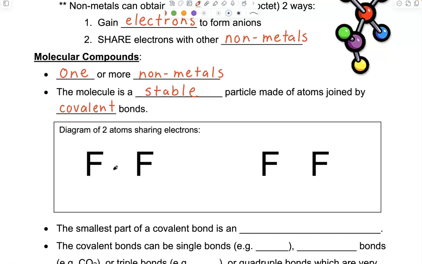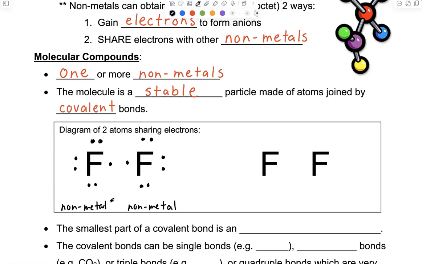So what does that look like? Let's say you have a non-metal such as fluorine, and another non-metal. So we're going to draw the valence electrons for fluorine. It is going to have 7. So we're going to draw 1, 2, 3, 4, 5, 6, 7, and on the other fluorine 1, 2, 3, 4, 5, 6, and 7.